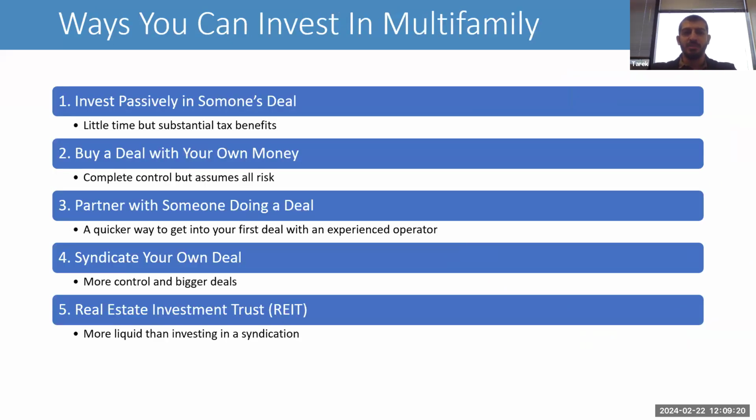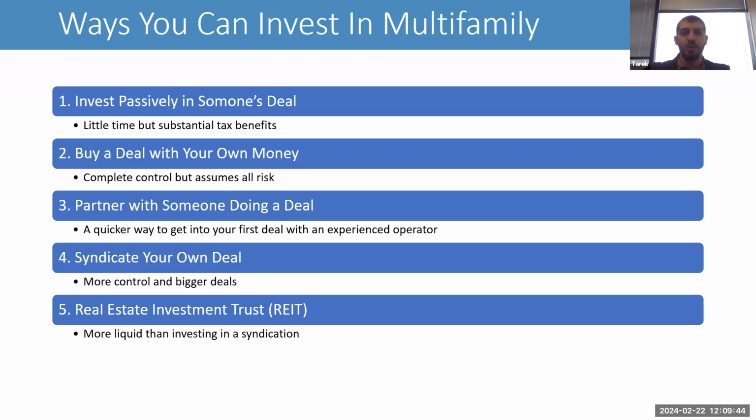So, ways that you can actually participate as an investor and get involved in a multifamily deal. Number one is you can invest passively in someone else's deal. This takes up little time from you, but it also comes with substantial tax benefits, right, which is nice. The second way is that you can buy a deal completely on your own with your own money. Of course, in this scenario, you assume complete risk, but you also maintain full control of the deal.